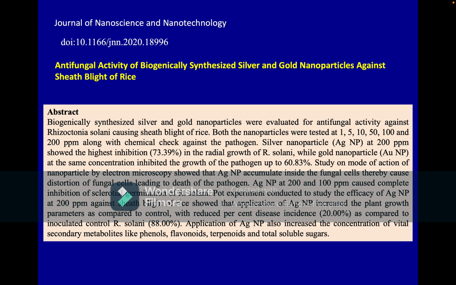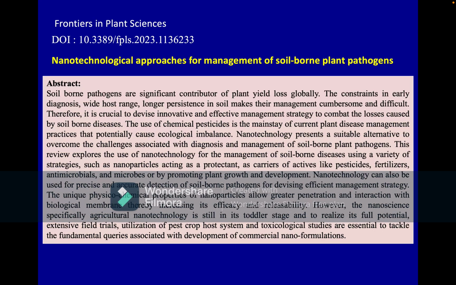Here is another example of an abstract which has been published recently in Frontiers in Plant Science. This article is of around 15 pages, but the abstract has been written in 400 to 450 words.